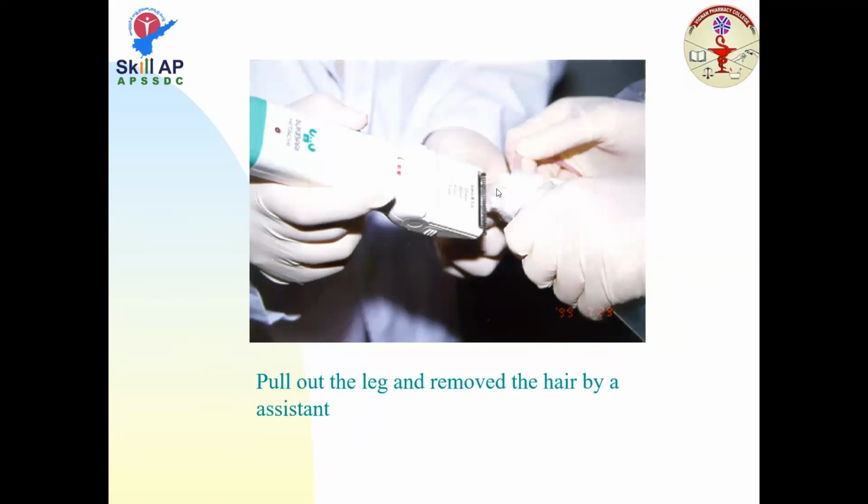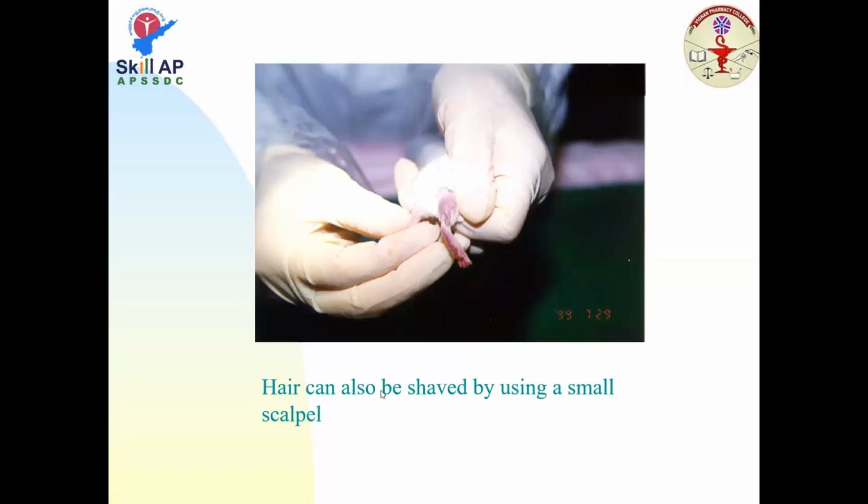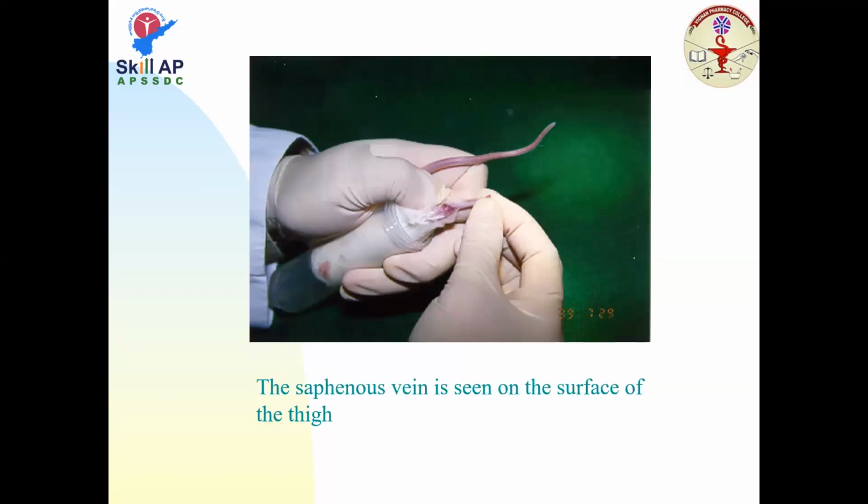As it is in the thigh, and the animal has hair, we remove the hair around the thigh. Pull out the leg and remove the hair with trimmers. Hair can also be removed by shaving, or with a small scalpel. So the saphenous vein is seen on the surface of the thigh. After seeing this, we can collect blood n number of times.